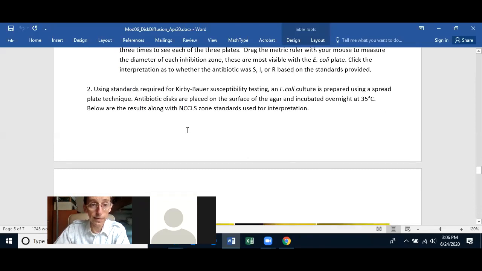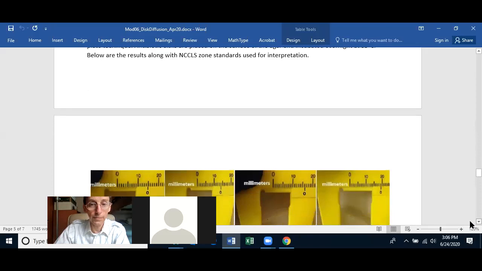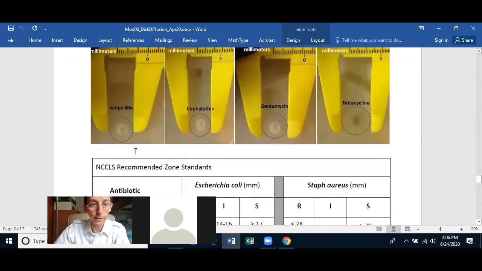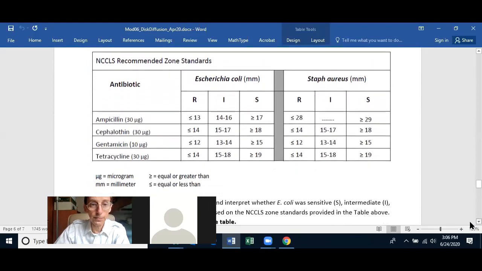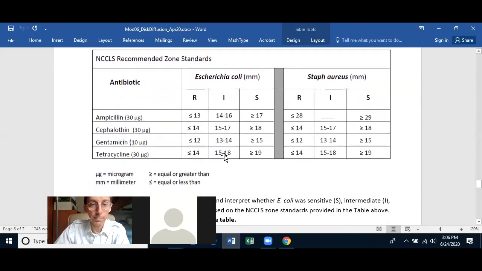Remember, various standards are used to do the Kirby-Bauer test. And it looks like you're going to use E. coli virtually to do your Kirby-Bauer test. Then go through and give the results. Like here is ampicillin with its zone of inhibition. Tell me the measurement of that, and the same with these other antibiotic discs. And then take a look at the chart here and read them up.